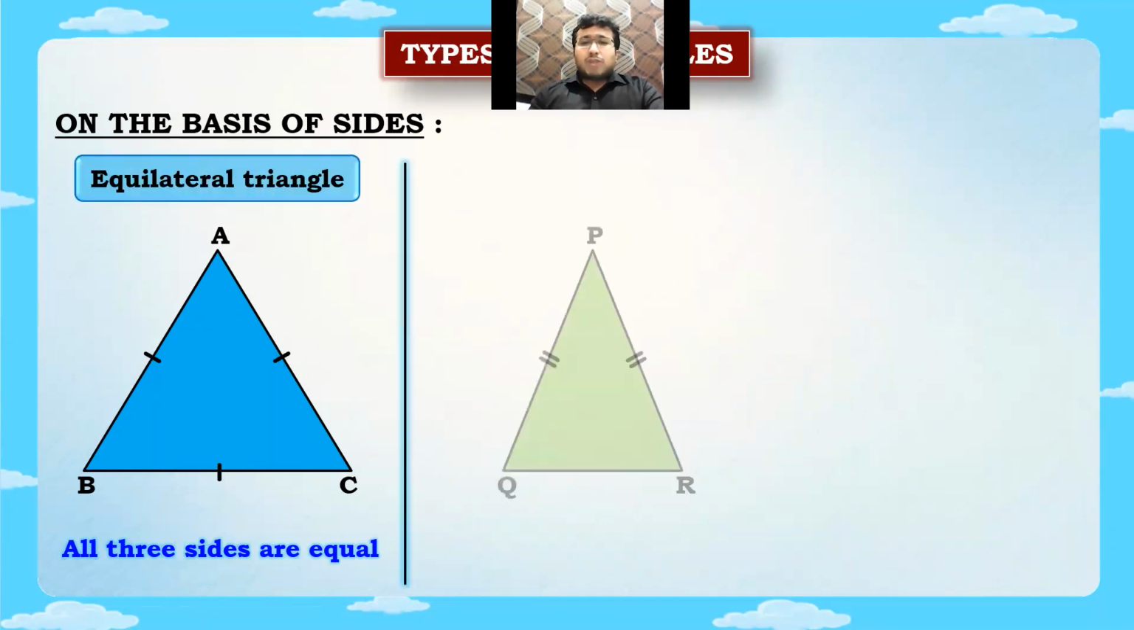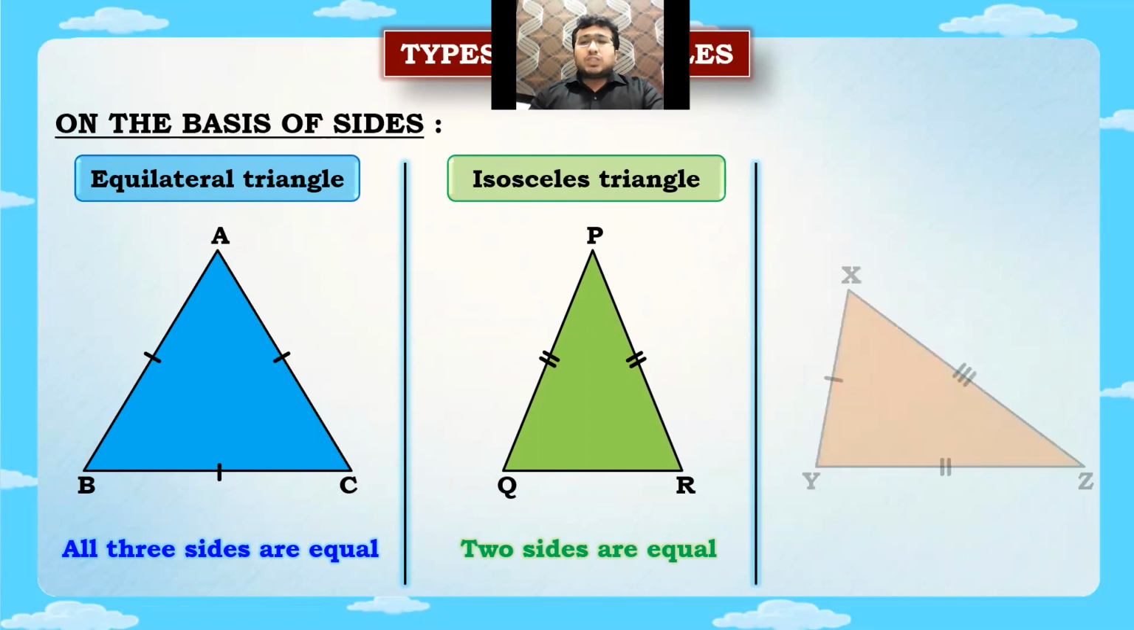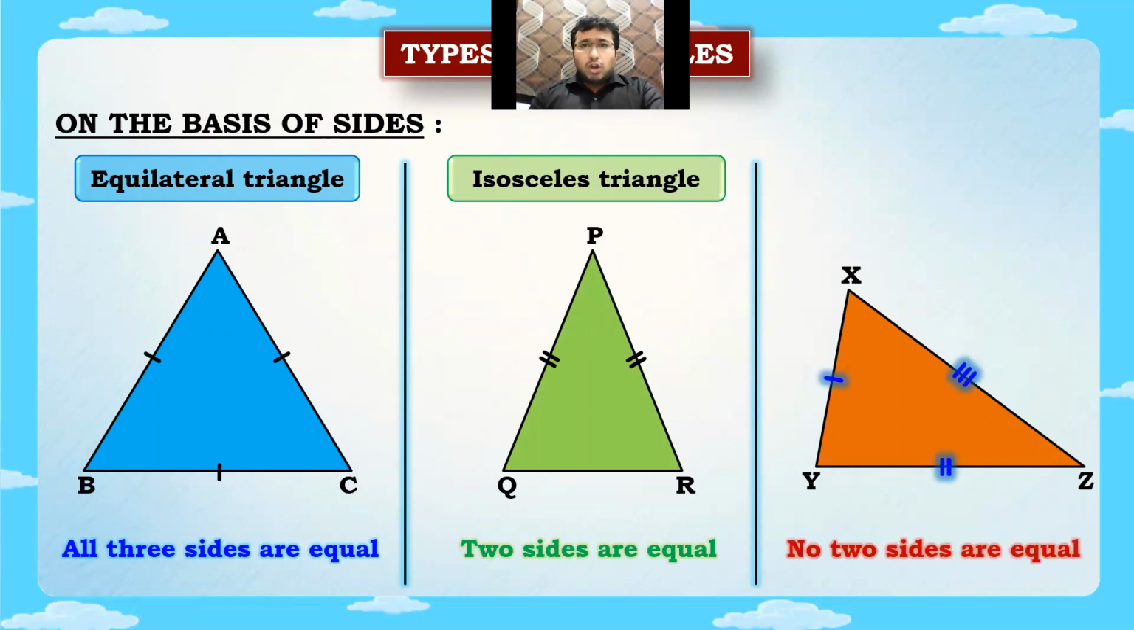We take the next triangle, that is triangle PQR. In triangle PQR, we observe PQ is congruent to PR. So in a triangle, if two sides are equal, it is called an isosceles triangle. And next we take a triangle XYZ. If you observe the figure, here no two sides are equal. All sides are unequal. Such a triangle is called a scalene triangle.